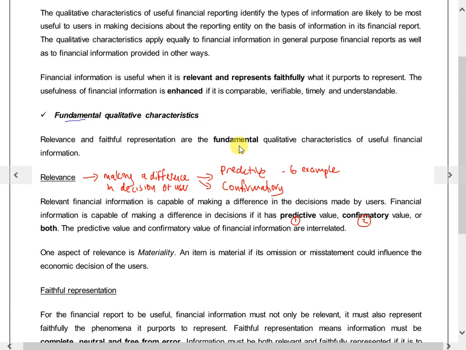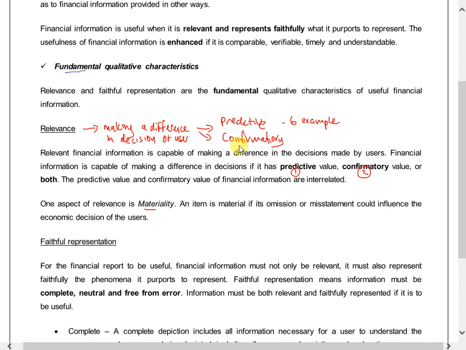These two values here will make a difference to the decision of the user. It means this information is relevant. A simple example, of course, this one is based on the definition here. A simple example is, if in my financial statement I show last week's football result, your decision is whether to invest in this company, and I show here the football result. Is it relevant to you? No. Not relevant, no quality. So if it is irrelevant to the user, it has no quality to the user. That's quality financial information.